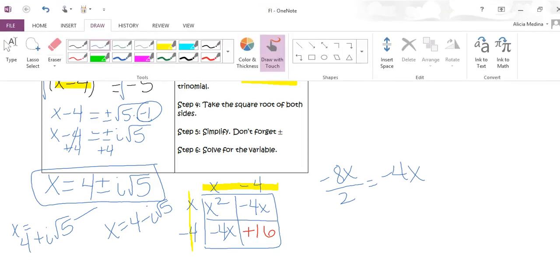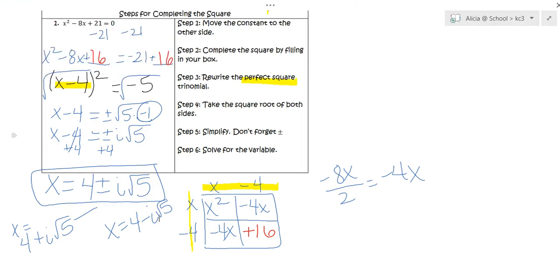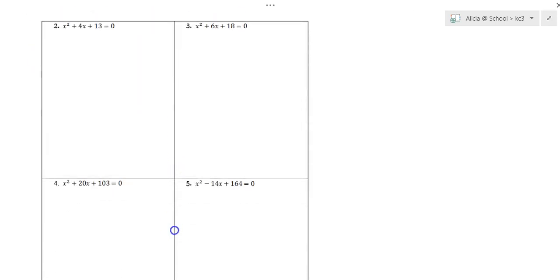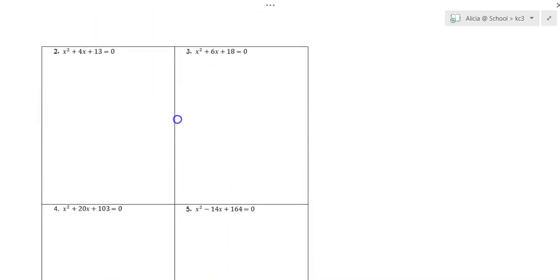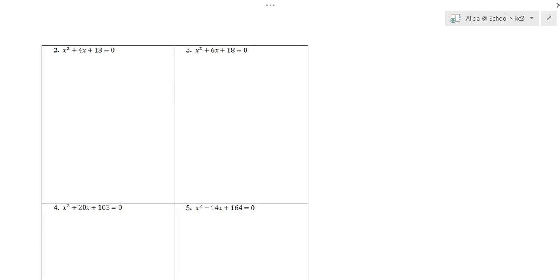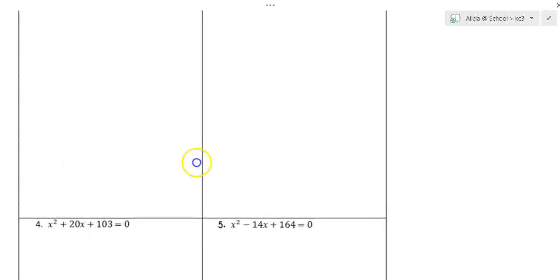All right, let's practice some of these more with completing the square. So again, if you ever need those steps, they are on that first example. All right, looking at example number 2 here.